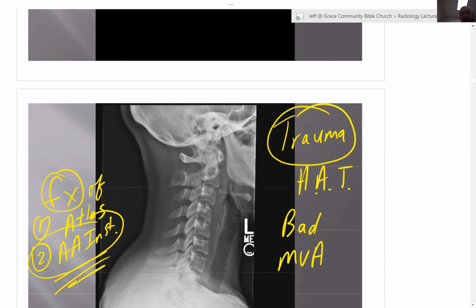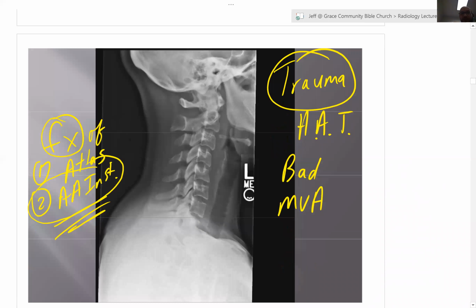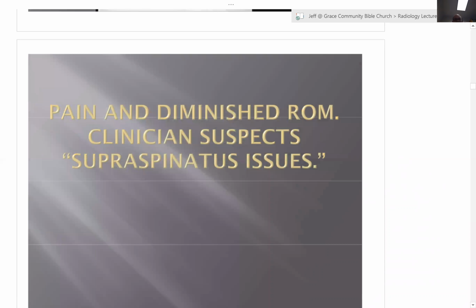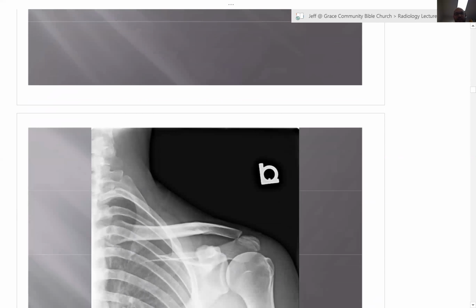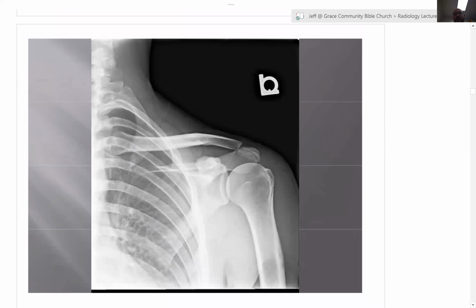Let's get on to another case. All right. Pain and diminished range of motion, and the doctor suspects supraspinatus issues. So I think we've got a shoulder case. Yes, we have a shoulder case here. All right, detection again. Detection.